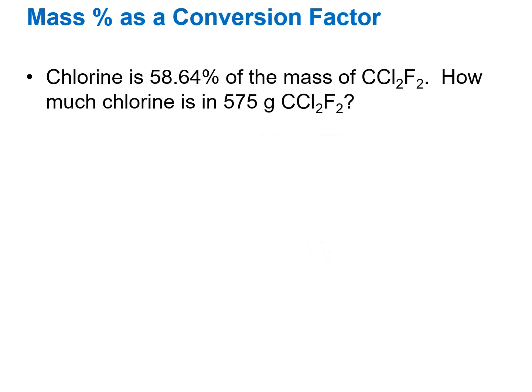So now that we figured out how to determine the mass percent of an element in a compound, we can actually use that information as a conversion factor. So there's nothing like a demonstration to help us figure that out. So let's do this problem here. Chlorine is 58.64% of the mass of a freon molecule, which is what a couple of chlorines, a couple of fluorines, and a carbon make up. And we're being asked what mass of chlorine is going to be in 575 grams of freon. Well, that may seem like a hard problem, but follow me, if you will.